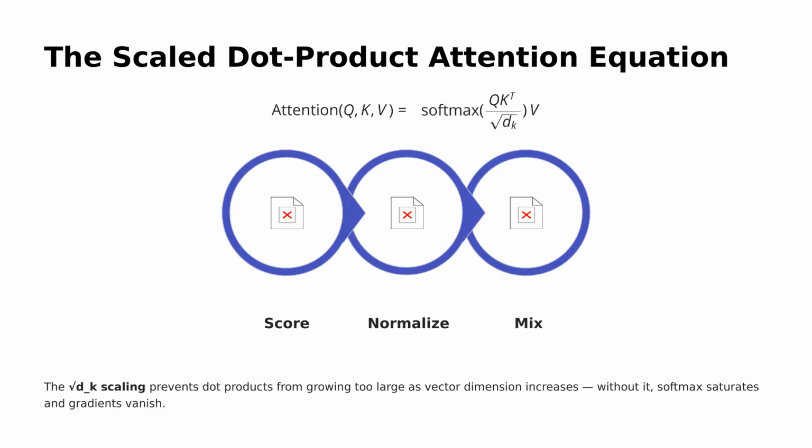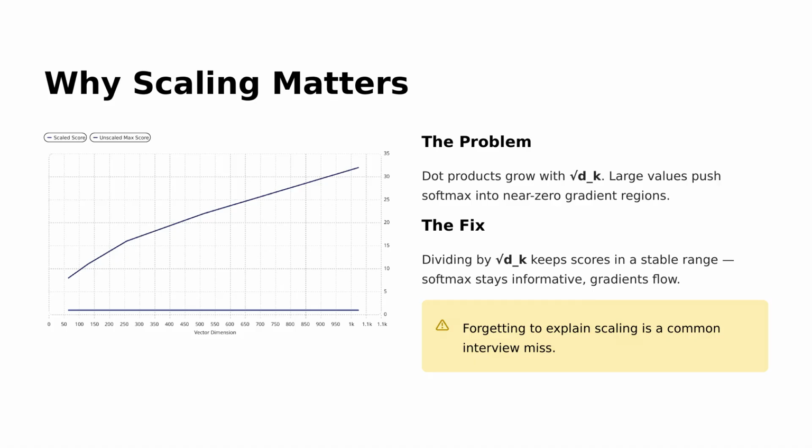This slide shows the scaled dot product attention equation. First, we score each query against the keys using a dot product. Then we divide by the square root of d_k to normalize those scores, keeping them from getting too large as the vector size grows. That matters because oversized scores can make softmax saturate, which weakens learning by shrinking gradients. Finally, the resulting attention weights are used to mix the values.